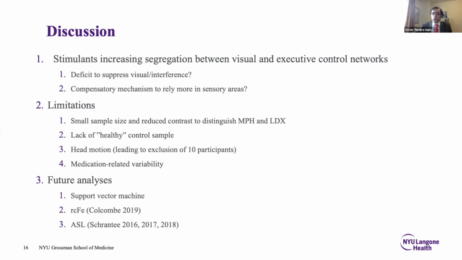This finding is consistent with increased segregation between 2 networks, for which interference might lead patients with ADHD to have difficulties suppressing visual distractions in the exercise of executive tasks, as some authors have suggested when discussing hyperactivation of visual areas in patients with ADHD. This may also reflect a compensatory mechanism by patients to rely more on sensory areas due to the impaired function of attentional and executive control areas.